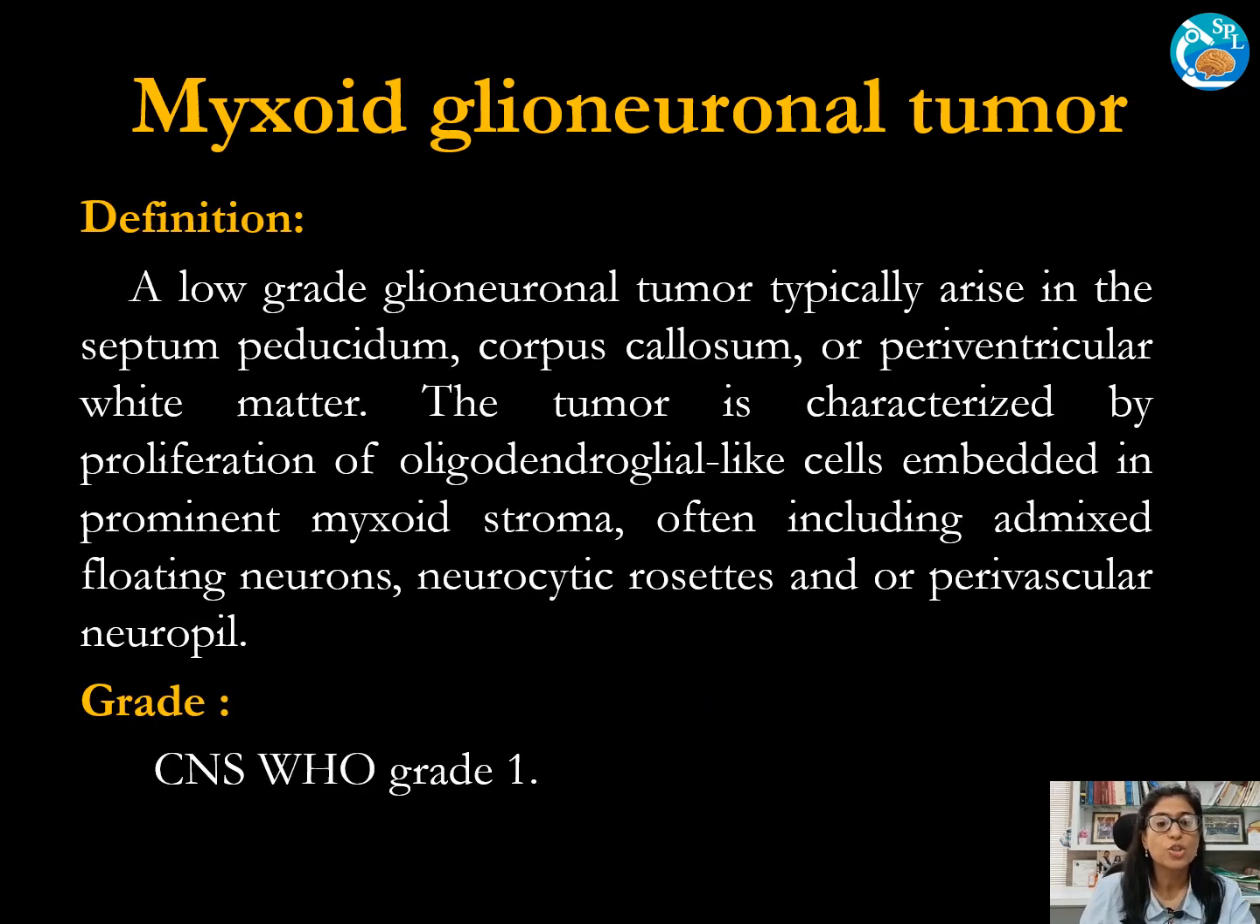So coming to definition of myxoid glioneuronal tumor, it is a low-grade glioneuronal tumor typically arising in the septum pellucidum, corpus callosum, or periventricular white matter. The tumor is characterized by proliferation of oligodendroglial-like cells embedded in prominent myxoid stroma, often admixed with floating neurons, neurocytic rosettes, or perivascular neuropil. These correspond to CNS WHO grade 1 tumors.